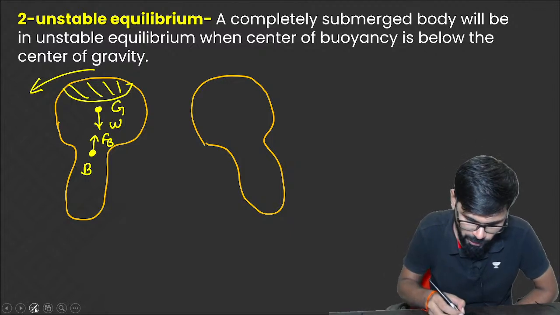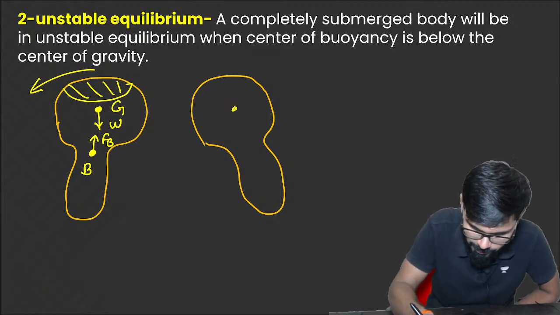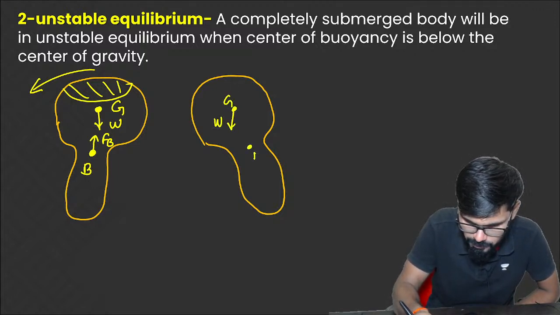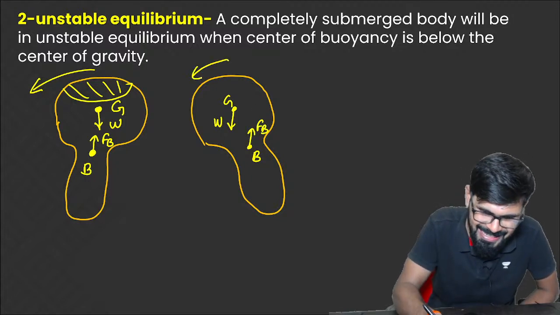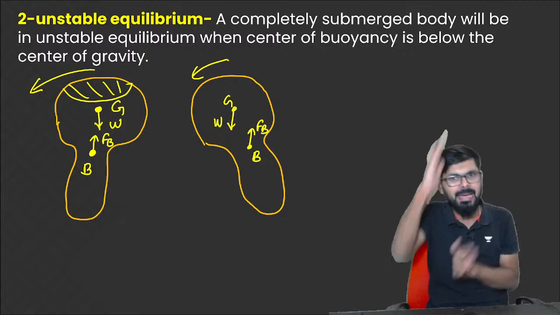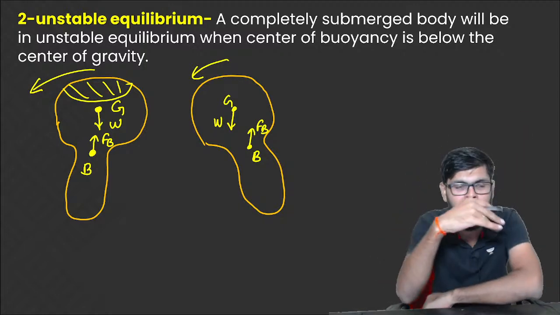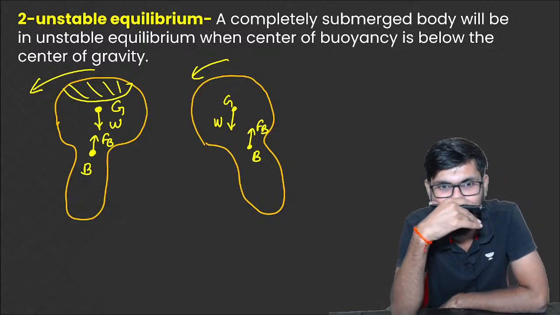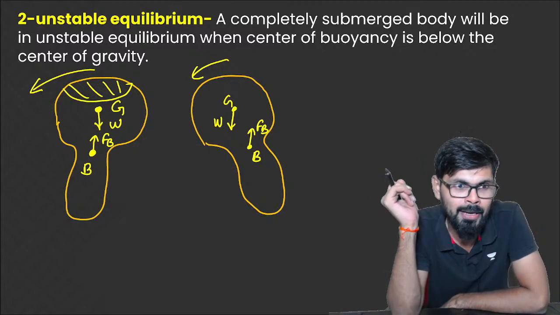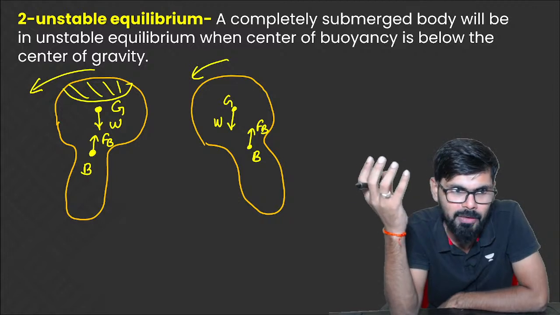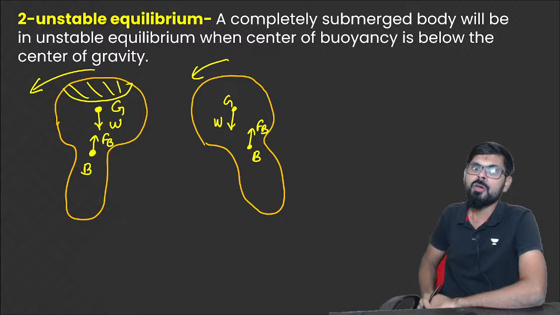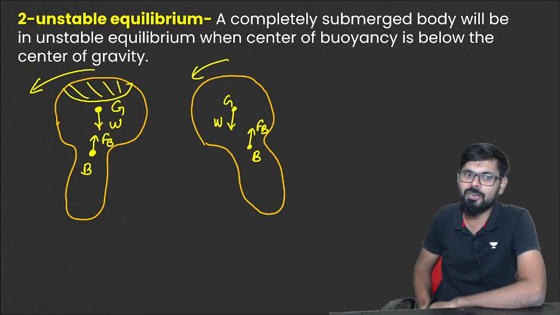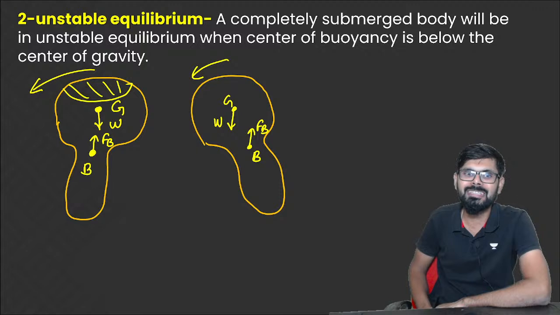Right. So what will happen? Center of gravity will act at that point itself. Center of gravity will be here only. Weight, and this is G. This is B, and now you can see that I am tilting it in this direction, in the same direction, a couple is going to act. So basically a completely submerged body will be in unstable equilibrium when the center of buoyancy is below the center of gravity.